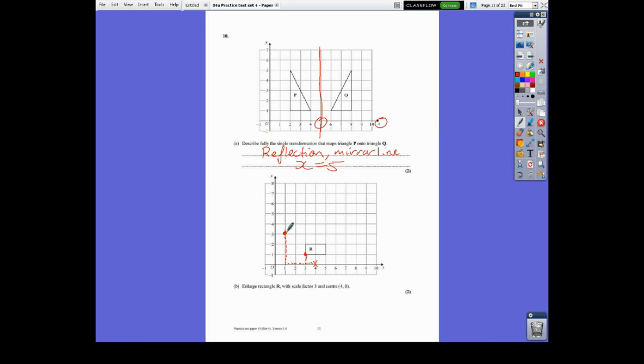From there, you can do the same for each corner, or you can just draw it in 3 times bigger now. So it was 1 up before, so it will go 3 up. It was 2 across before, so it will go 6 across. And there would be our new shape.